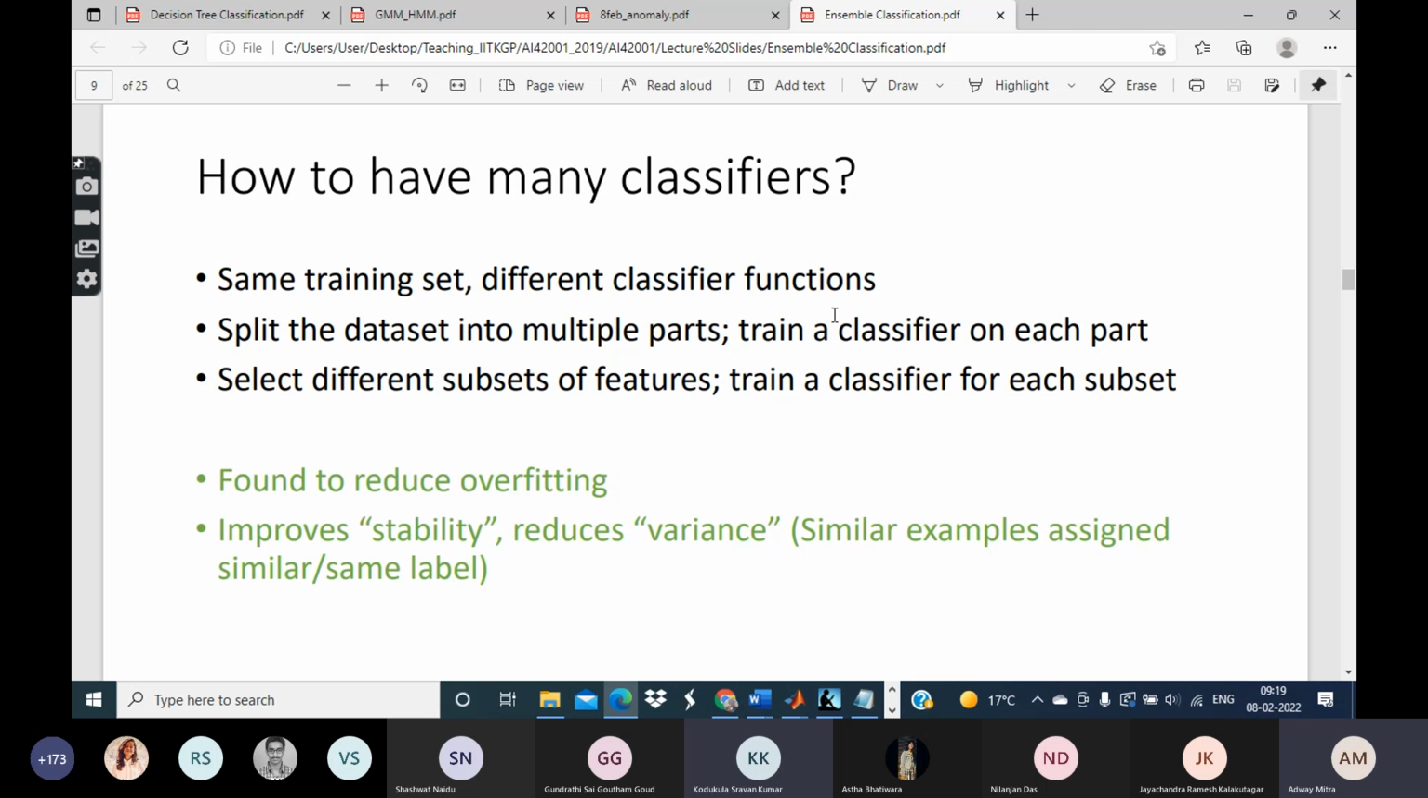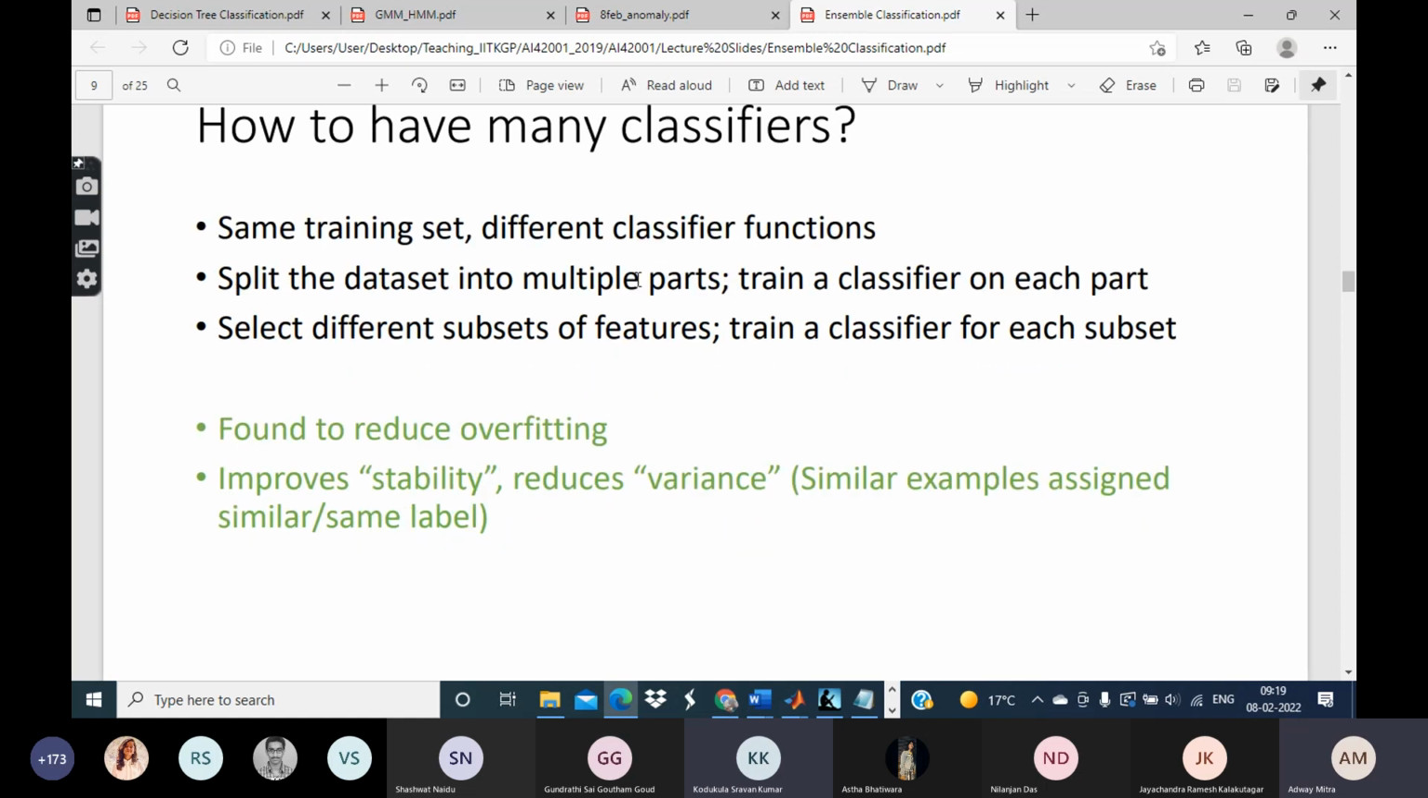Your second neural network is a convolutional neural network, and maybe along with it you have a decision tree also, and so on and so forth. So that is one way: you are using different classification functions for the same data set.